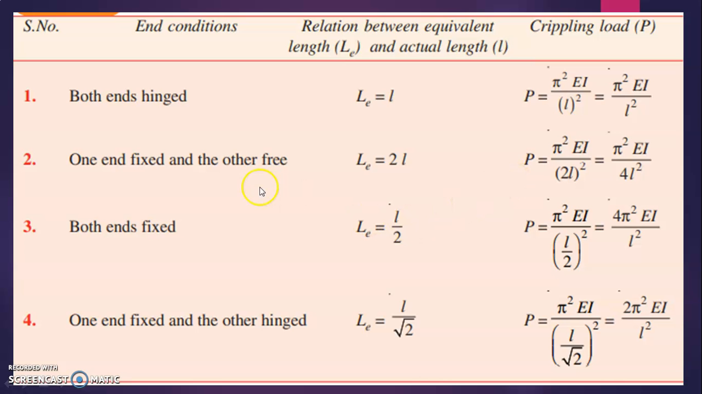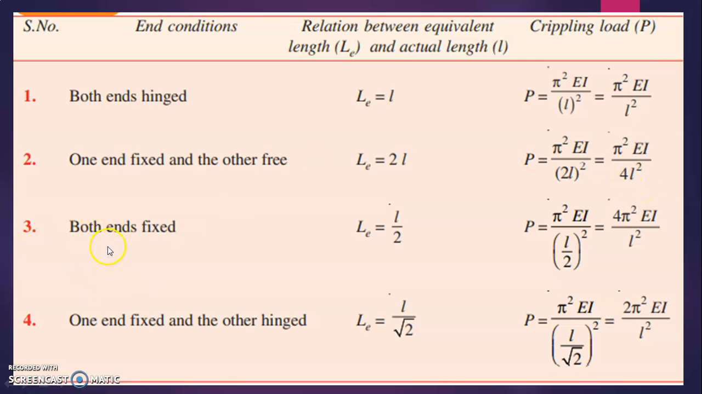I have shown this in the last class with the figure, so I am showing it again. When both the ends are hinged, LE, the effective length, is equal to L. So the formula remains pi square EI divided by L square. One end fixed and the other end free, LE is equal to 2L. If you substitute here, the equation becomes pi square EI divided by 4L square.